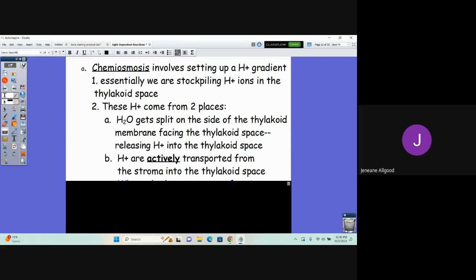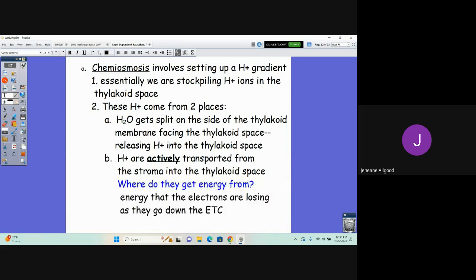Okay, and so the next question is, if they're actively transported, I know active transport requires energy. Where are they getting that energy from? We're getting it from the energy that those electrons are losing as they come down the first electron transport chain. So you can flip to the next page once you have that filled in. I'm not going to go over that diagram again today, but I'll go over it when we start tomorrow. So we've got one more slide for today.